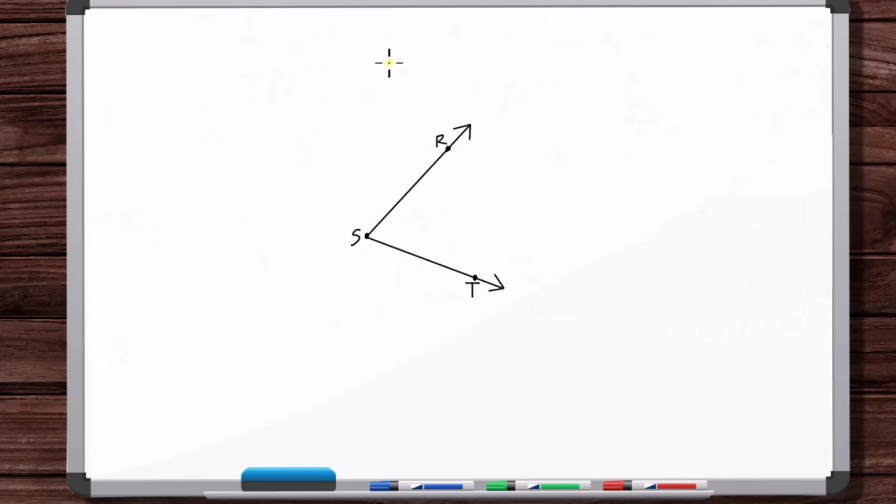So what we're trying to do here is construct ray SP so that angle RSP is congruent to angle PST, right? That's what we're trying to do. We want to put some ray here, ray SP, so that angle RSP is congruent to angle PST. But we want to do this as accurately and precisely as possible using geometric constructions.